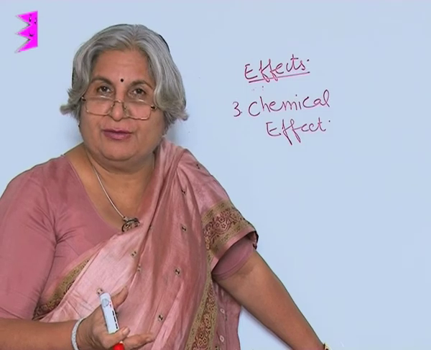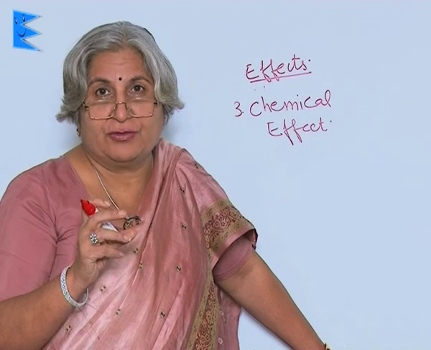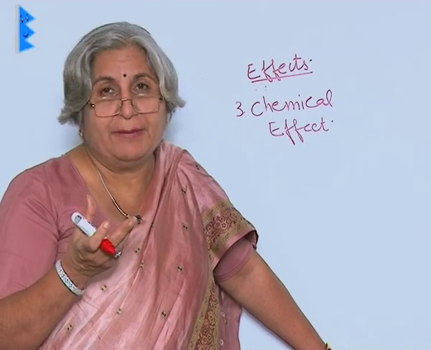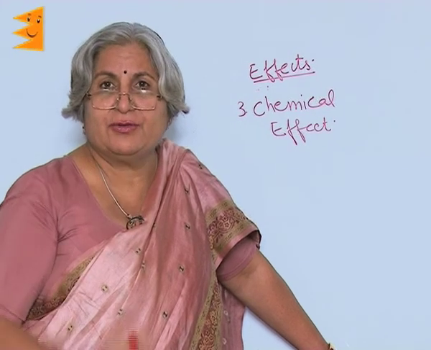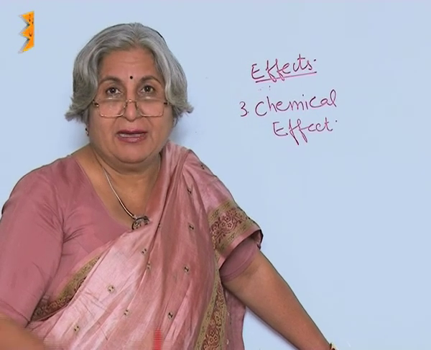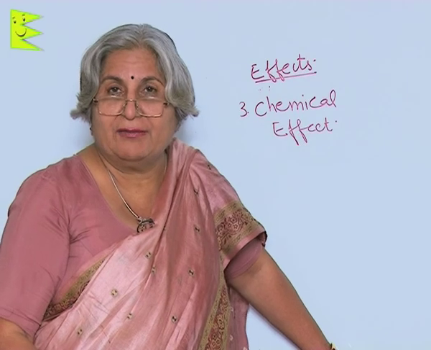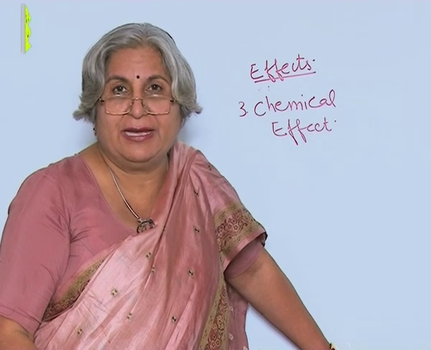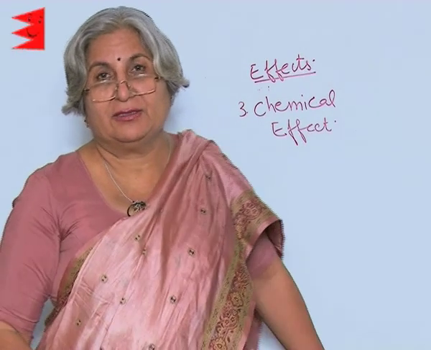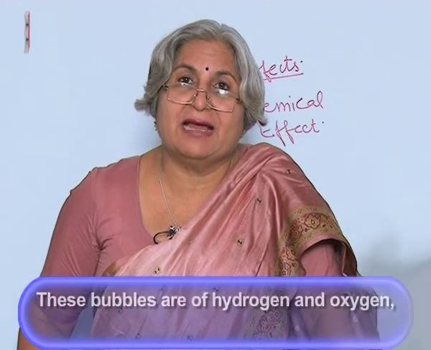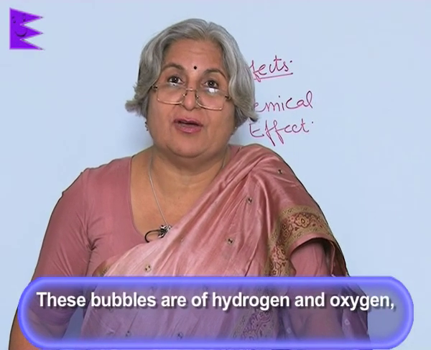Today also you can do this, and if you do not get electrodes, you can use them from an old battery, but if you do not get them, you can even use nails. And when wires are wound around the nails and the circuit is complete, you will see bubbles. Now, what are these bubbles? These are bubbles of hydrogen and oxygen.